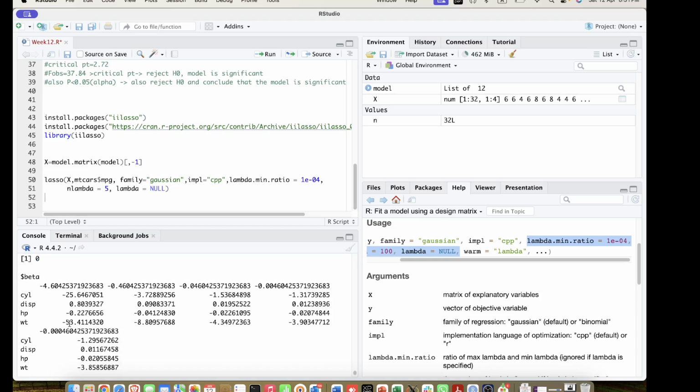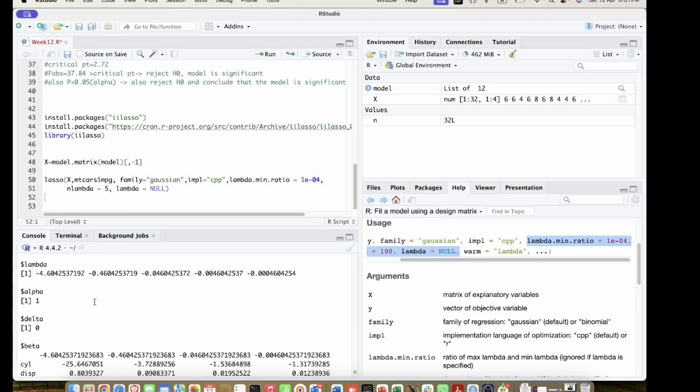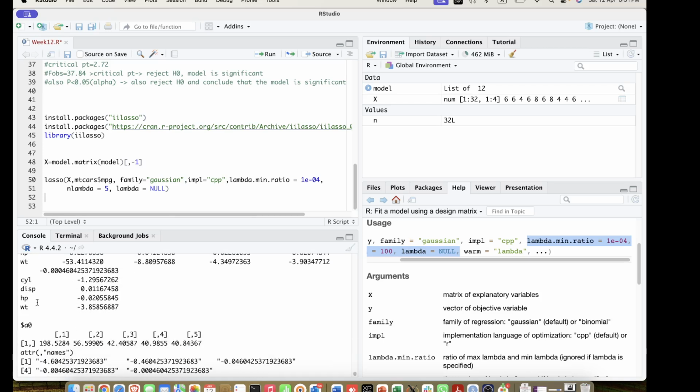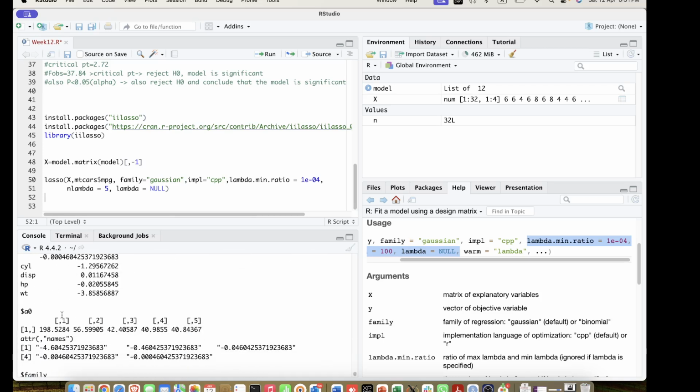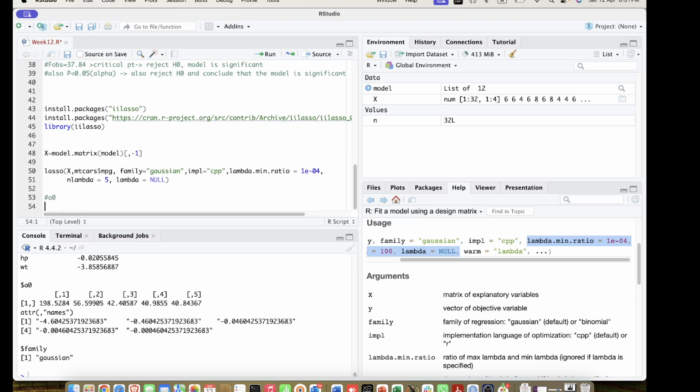Sorry, it's not the alpha 1 parameter, it's the A0 parameter. Extremely sorry. So this is something else. So if you are asked what is the intercept corresponding to the third lambda, then 42.40587 is your answer with respect to the third lambda. Okay, so the a0 column gives the respective intercepts corresponding to the lambdas.